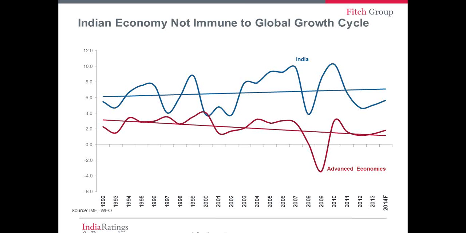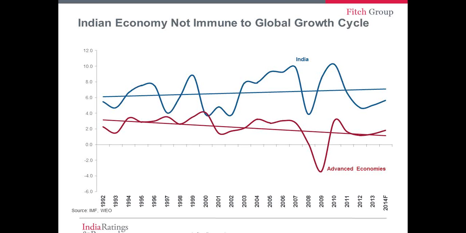Now, if you look at the cyclical nature of the overall movement of the curve, then you will see that there is an uncanny similarity between the growth trajectory of advanced economies, or the cyclical movement of the advanced economies, as well as the movement of the Indian growth story. This is not something that happened in the last 10 years or so. This is happening since way back in 1992, when the economic reforms began.